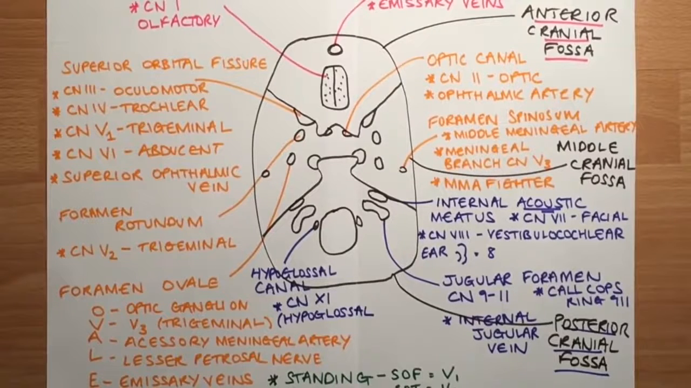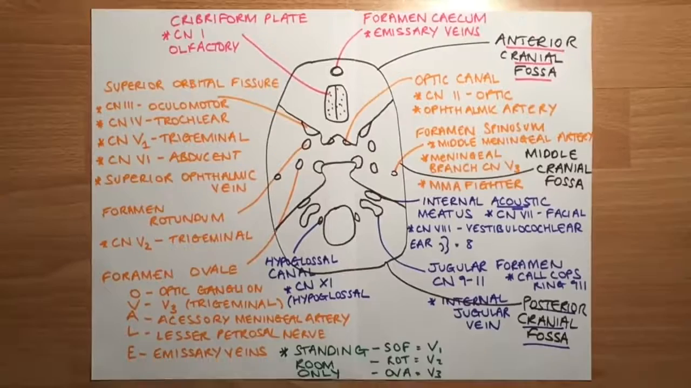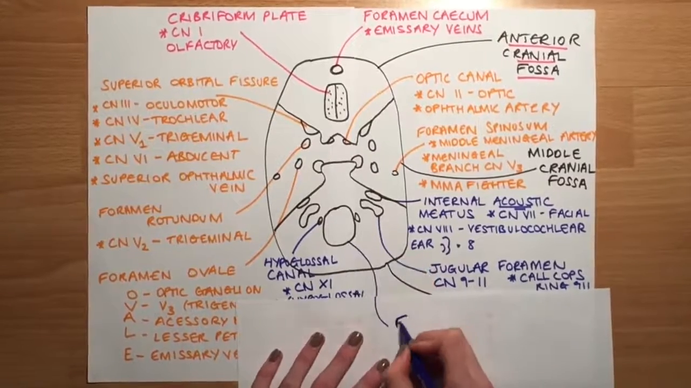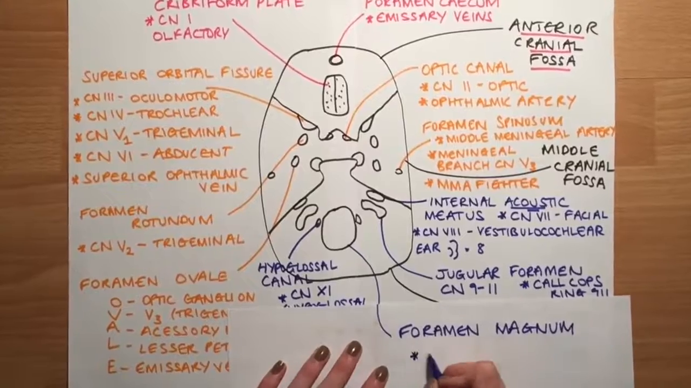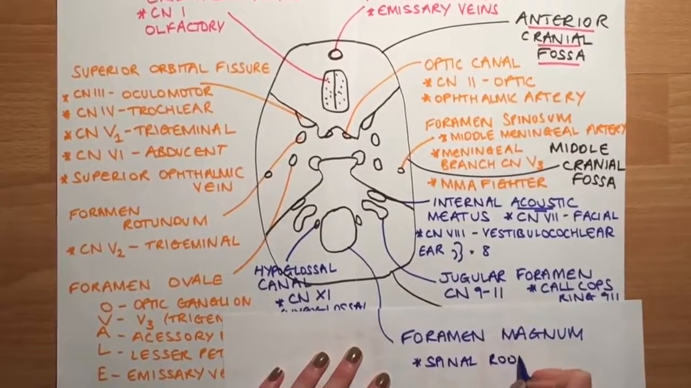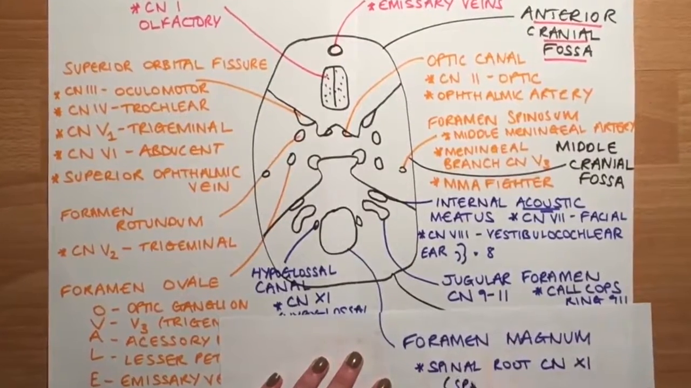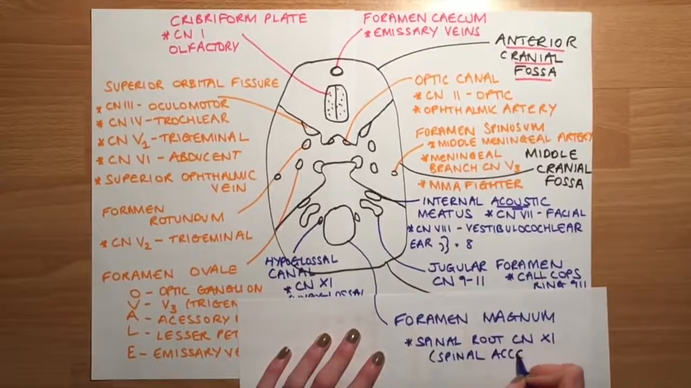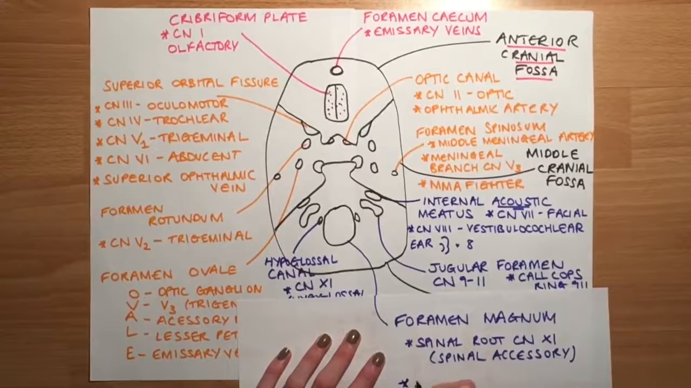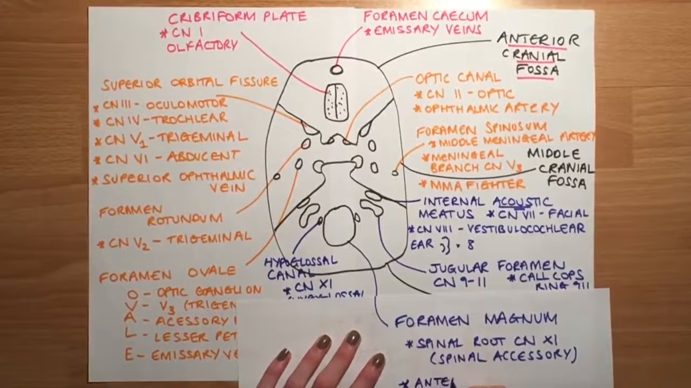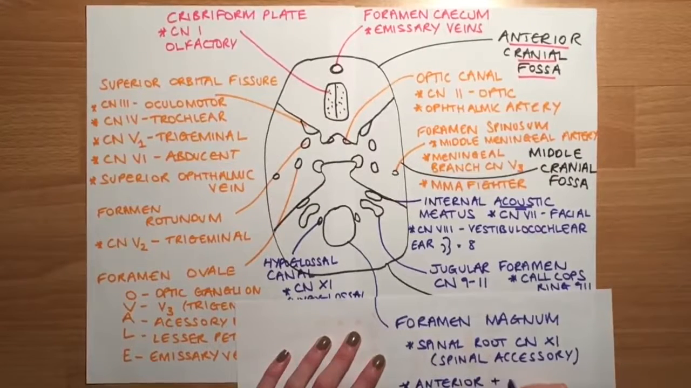Next, we're going to have a look at the foramen magnum. Now, the foramen magnum transmits a few structures. It's the biggest foramen of the skull. First of all, it transmits the spinal roots of cranial nerve 11, which is the spinal accessory nerve. It also transmits the anterior and posterior spinal arteries.